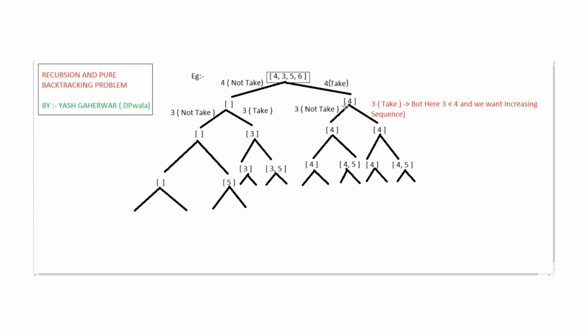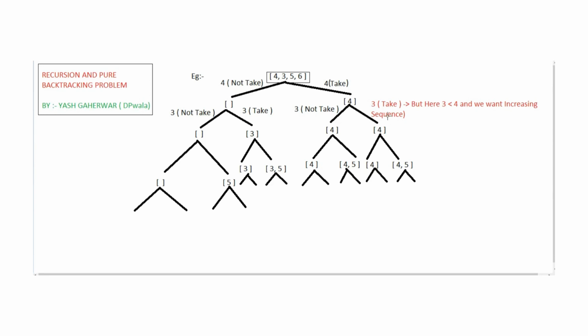But here is the catch: in the question we need to generate a non-decreasing subsequence. Non-decreasing means it should be in increasing order. This means the number we are adding currently must be greater than the previous number that is already present in the array, meaning the last number present in the array. But here the present number is 4 and the current number is 3, which is less, so we can't take it, because otherwise it will generate a decreasing array, which is not possible and which is the wrong answer.